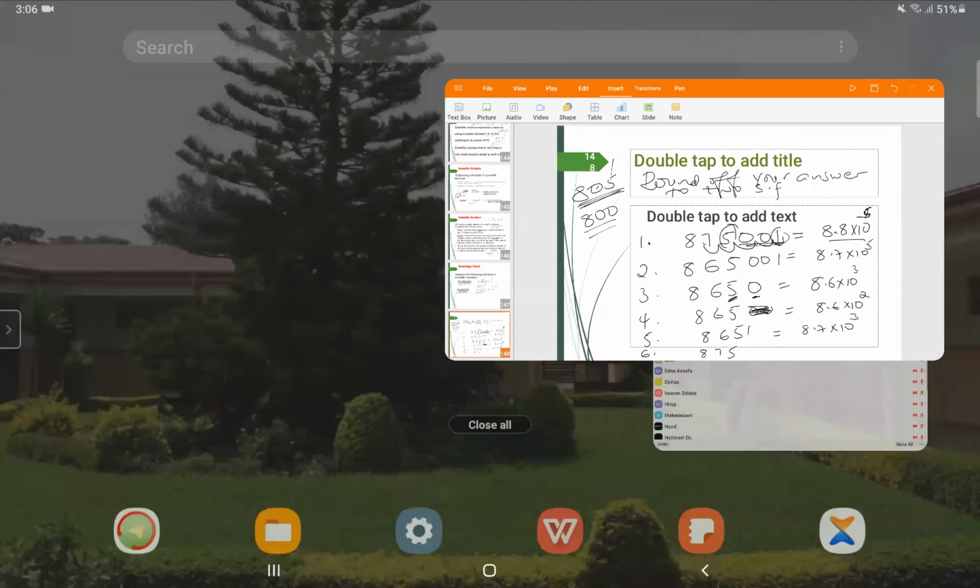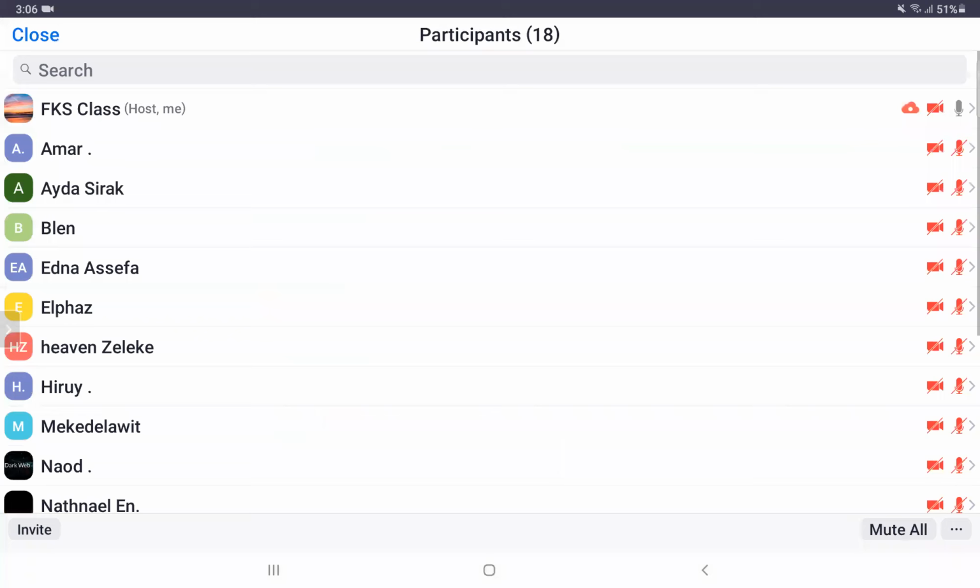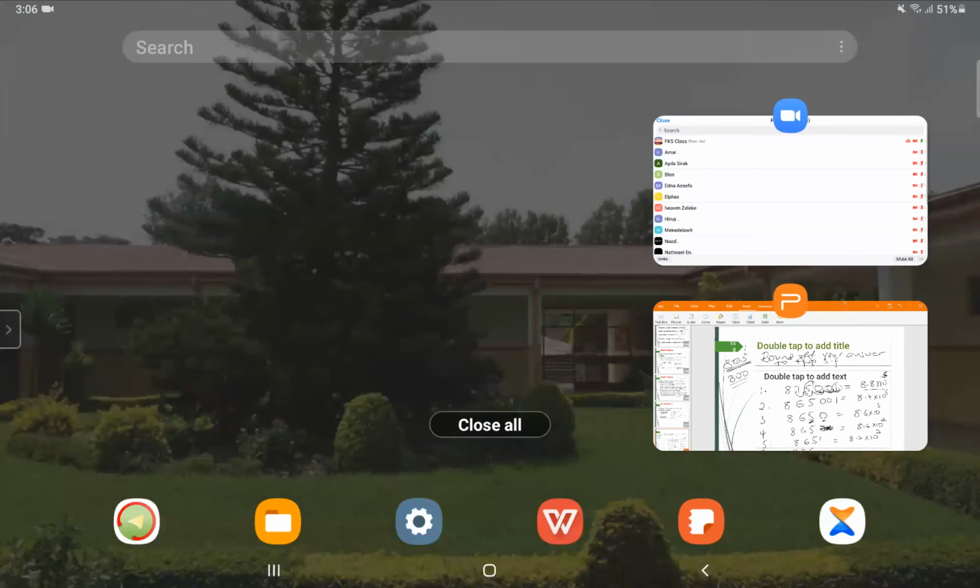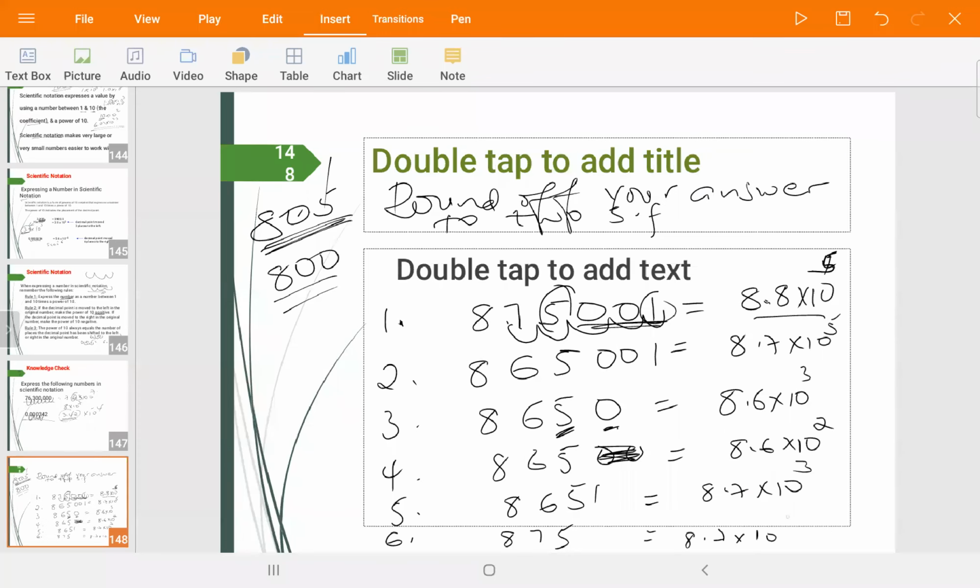Now, 8.7 times 10 to the power of 2. No. እሺ any different answer from now? 8.8 times 10 to the power of 2. 8.8 ምክንያቱም the preceding number is odd. ስለዚህ if the preceding number to 5 is an odd number, remember we increase it by 1 unit ብለናል። Very good.